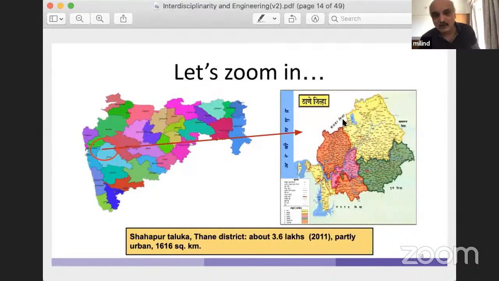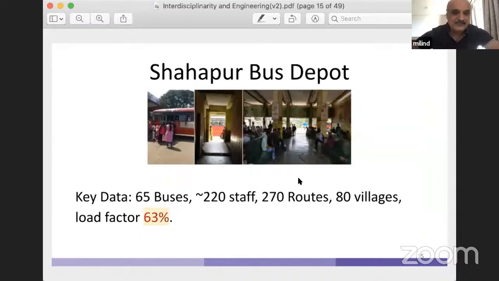So let's now look at an enterprise, a particular one, we want to solve a concrete problem, right? So let's understand what a concrete system looks like, and let's dig deeper into it and understand what's going on. So let's look at Thane district in Maharashtra. Within that is a tehsil, Shahpur Taluka. So that's about 3.6 lakh people, partly urban, and 1600 square kilometer area. So let's go there.